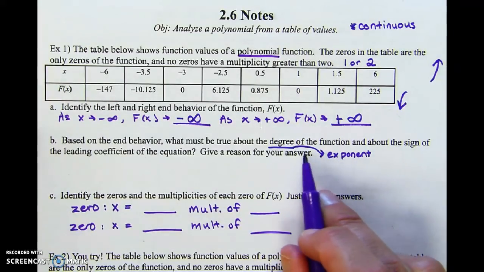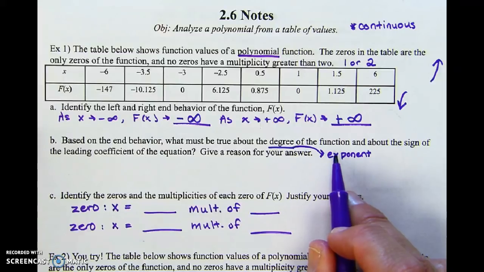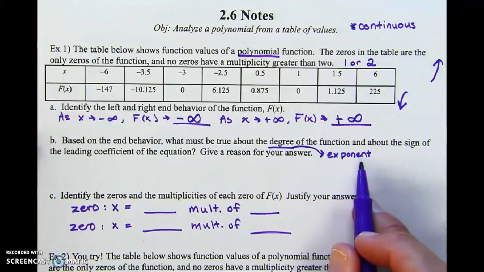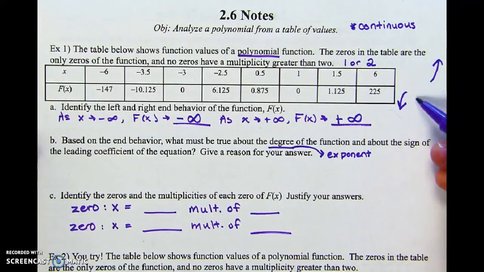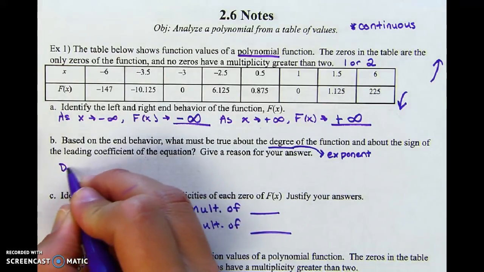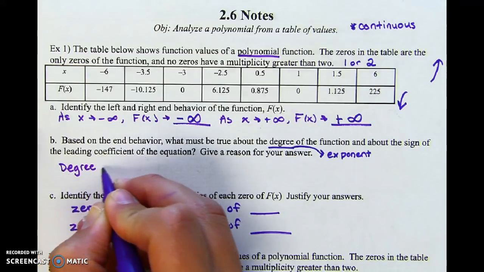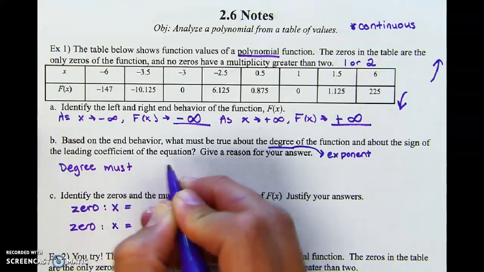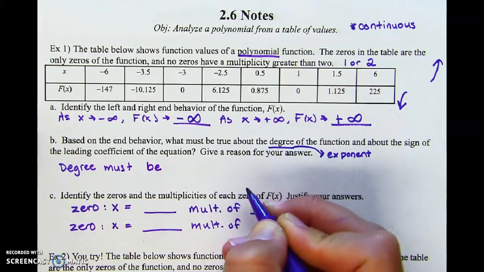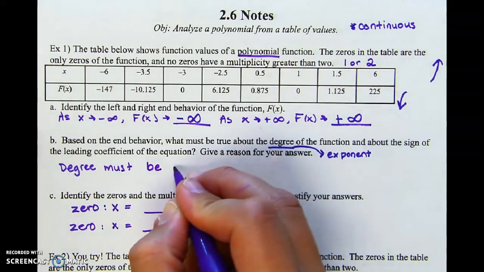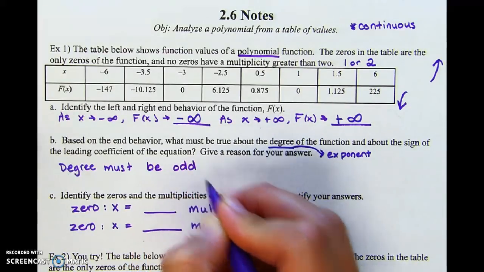So what must be true about the degree of the function? Are these going in the same direction or different directions? They're going in different directions. So the degree must be what, even or odd? If they're going in different directions, the degree must be odd.